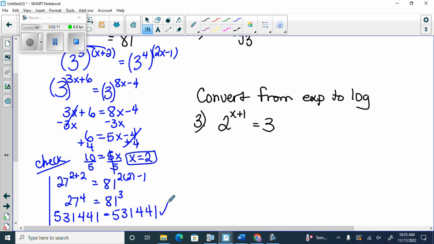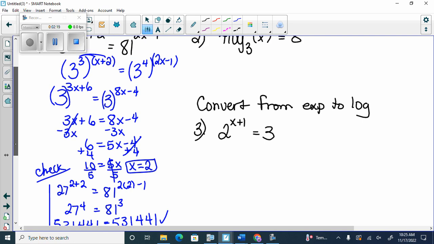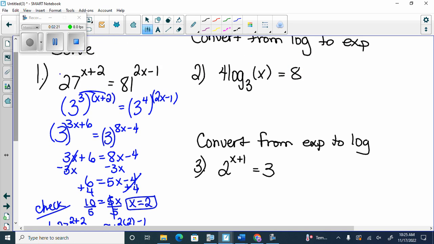How else can I check it? Do we remember? Calculator, y1, y2. So you could type the original into y1, this into y2, and then I look for the x value of the intersection. All right. Y1, y2, x value of the intersection.